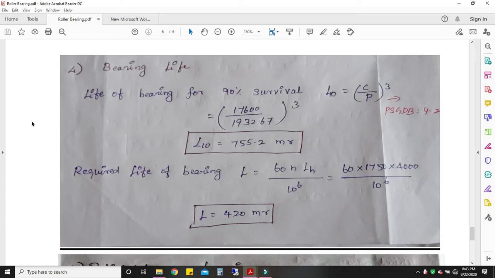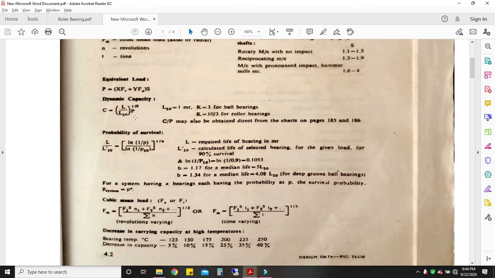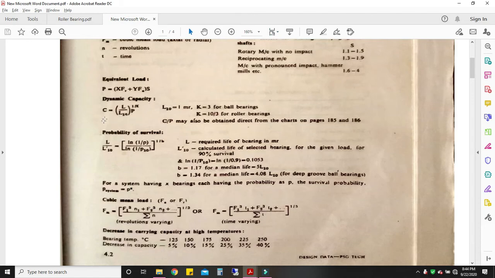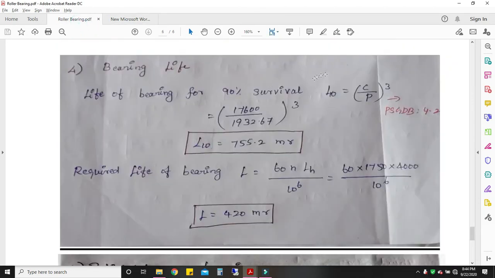The next step is to find the bearing life. As I said earlier, the bearing life is given in terms of hours. Life of the bearing for 90% survival, L10 equals (C by P) the whole power cube. This formula is available in the PSG Design Data Book, page number 4.2. By rearranging this formula we get a term like this. Substitute all the known values.